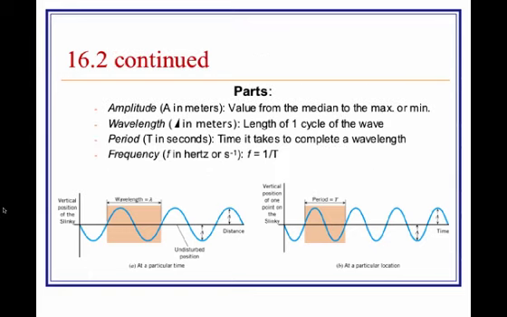Once again, period is the time it takes to complete one cycle, or the time it takes for one wavelength to go by. Period is the inverse of frequency. So frequency is how many cycles per second, or frequency is equal to 1 over the period. So it's the rate at which a wave is oscillating, the rate at which it moves back and forth. So period and frequency are related, and period, once again, is the time it takes to complete one full cycle or wavelength.